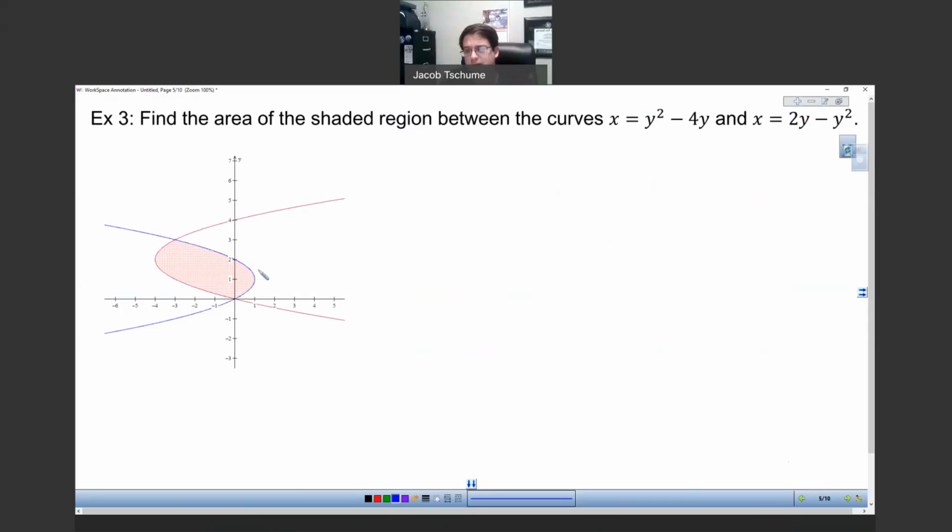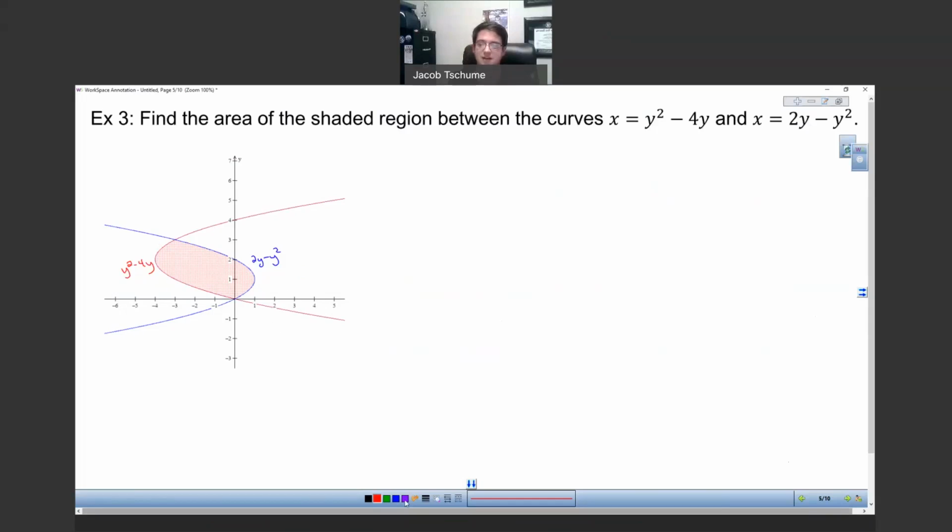So the blue graph is actually a y squared function opening to the left, which is the negative direction. So this would have to have the negative y squared on it. So that's going to be 2y minus y squared. And then the red sideways parabola is opening to the right, which is the positive direction. So this would have to be y squared minus 4y.